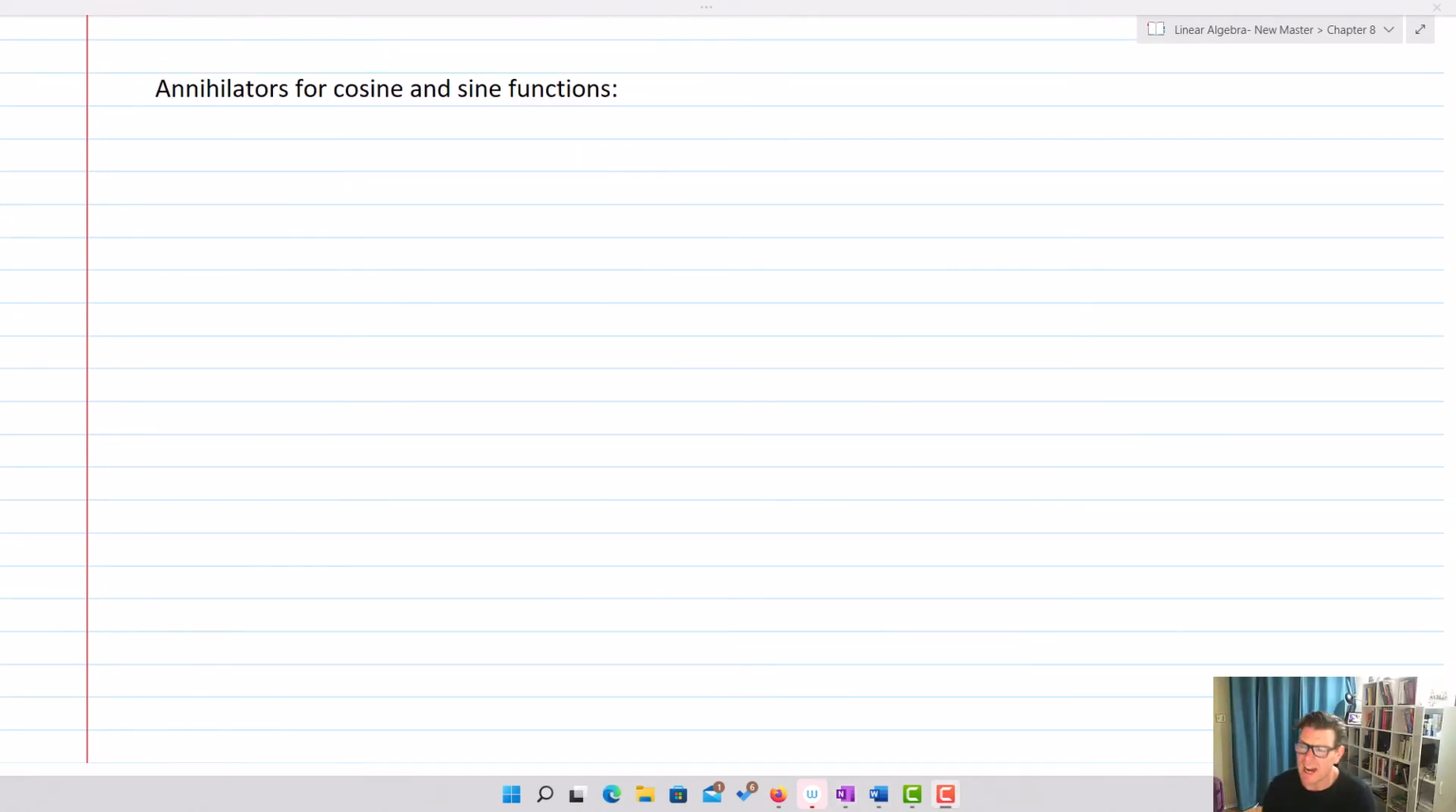So the last set of annihilators that we're going to look at are for functions of the form of cosine and sine functions. So for example, let's say I have a function y equals cosine of 6x. What I want to remember from the homogeneous differential equations conversation is that an annihilator of the form cosine 6x actually had a complex auxiliary polynomial, or an auxiliary polynomial with complex roots.